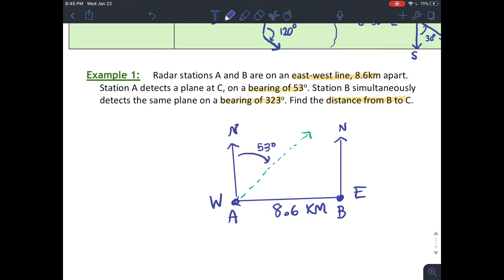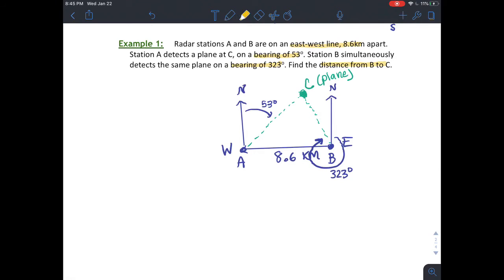So from radar station B, I've got my bearing of 323 degrees. So just past 270 there would be my 323 degree angle. And again, the end of that line is where my plane's going to be. So where my lines of sight meet, I've got plane C there. So now what I need is my distance from B to C.